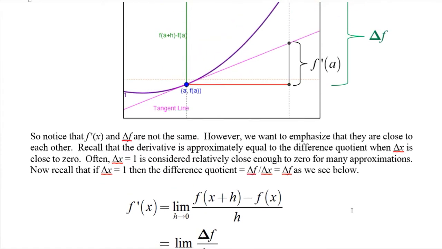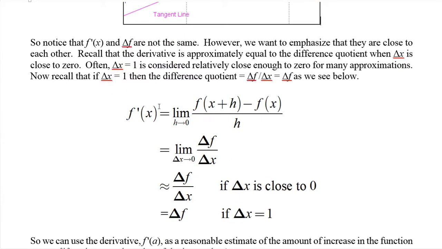So notice in general that the limit as h approaches 0 of f of x plus h minus f of x over h, that is the definition of f prime at a particular x value. Now, this is basically a limit of a delta f over delta x as the delta x goes to 0. It's another way to write it. So this limit is exactly the derivative. And the difference quotient without the limit, just the delta f over delta x, is close to the f prime of x if delta x is close to 0.